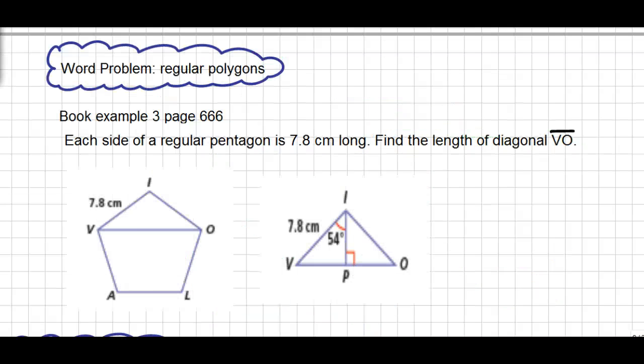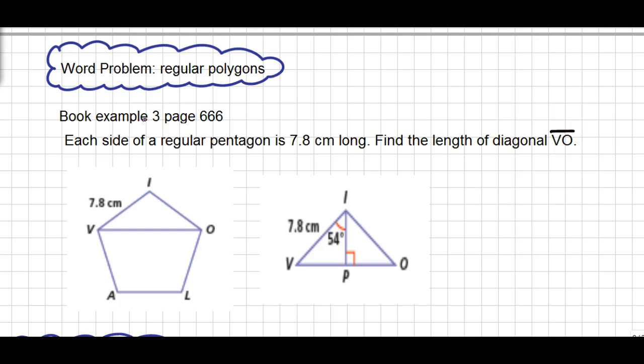This next problem that I'm going to demonstrate is in, I believe, lesson 10.1 homework. It was not covered in class. I wanted to help explain for students problems that involve regular polygons. If a polygon is regular, all the angles and all the sides are going to be equal. And I took this example right out of your book, page 666.